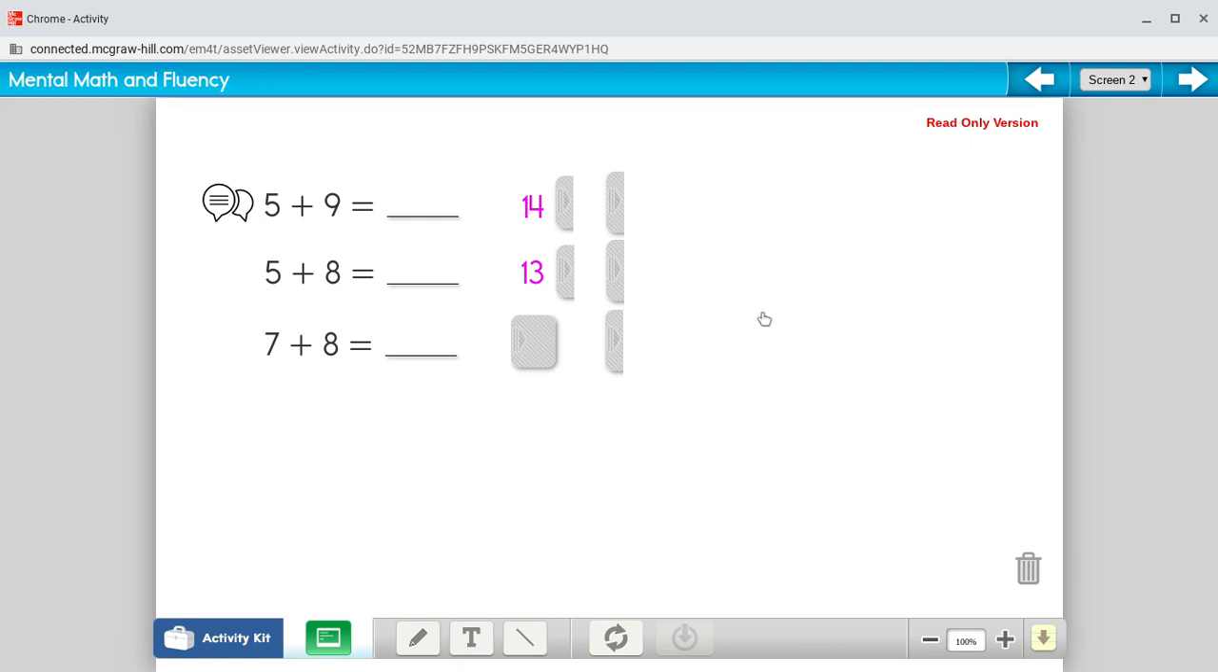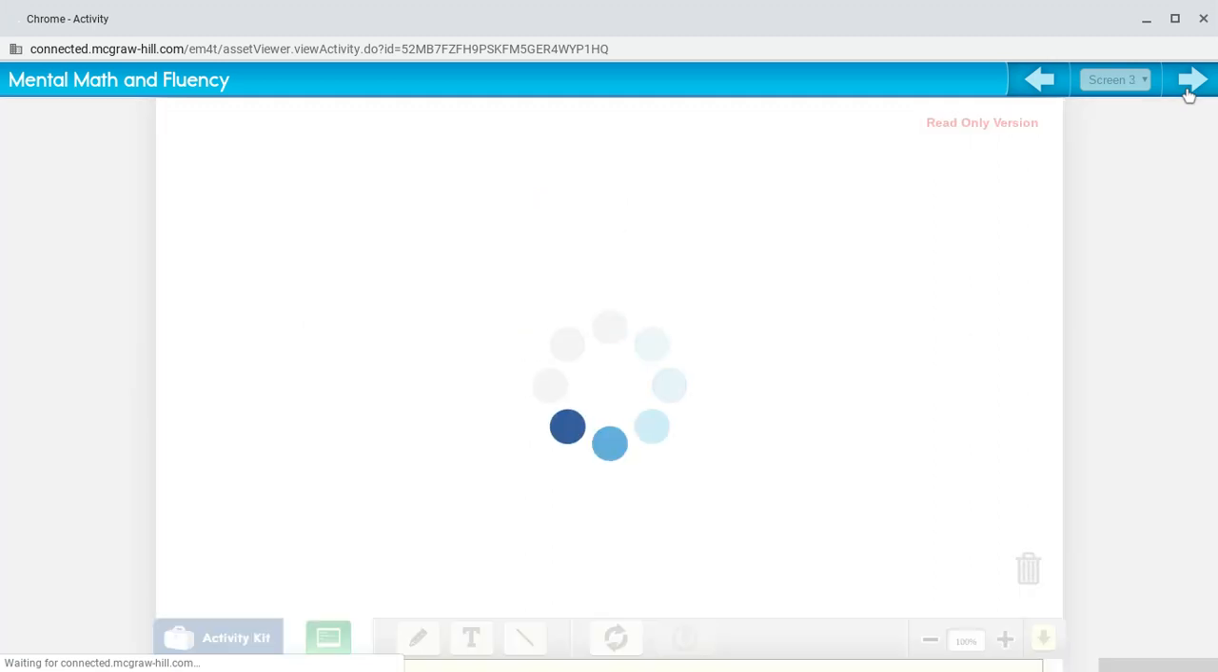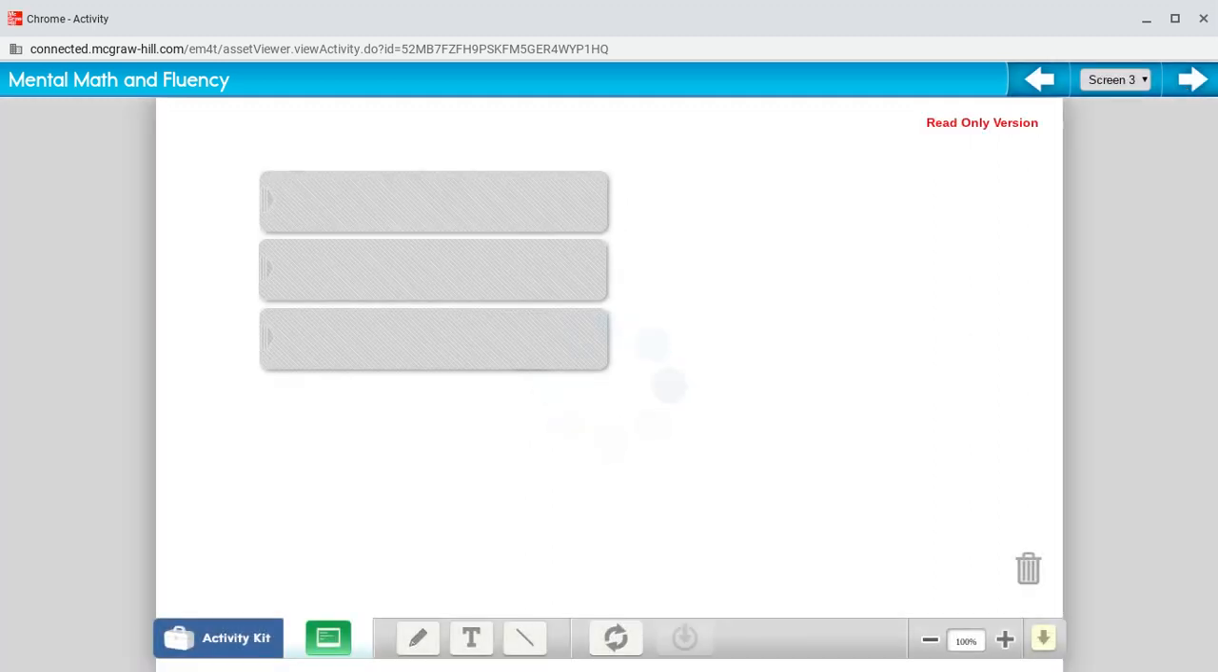And 7 plus 8. Here's where those double facts are going to help. I can do 7 plus 7 and add one more, 8 plus 8 and take one away. So 7 plus 8 is going to give us a sum of 15. Excellent. All right, so let's go ahead and go to level 3.